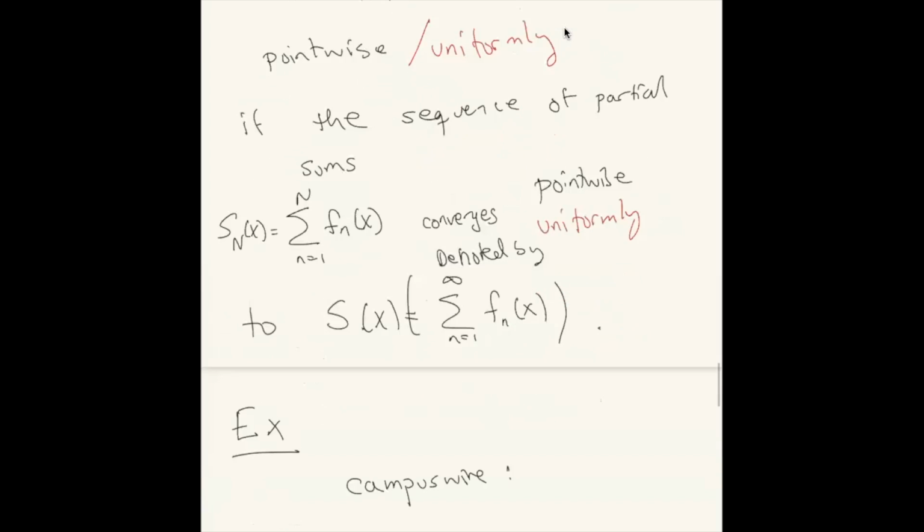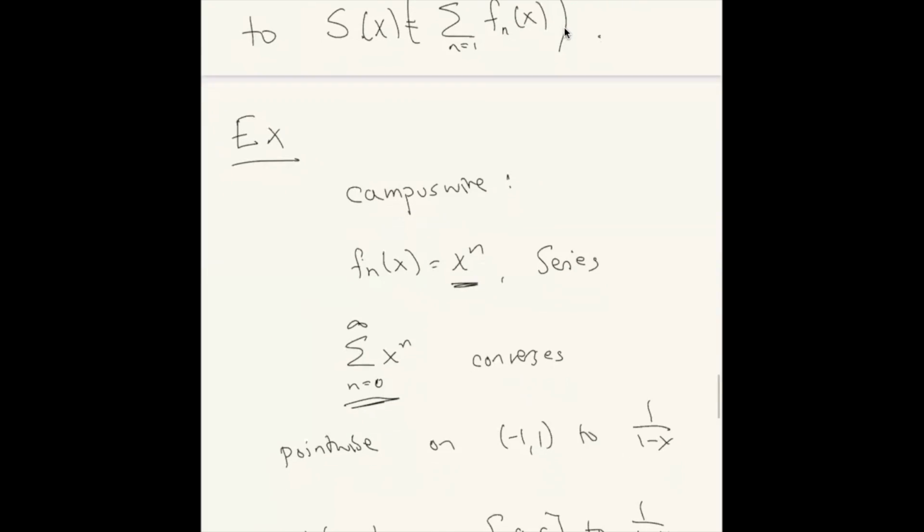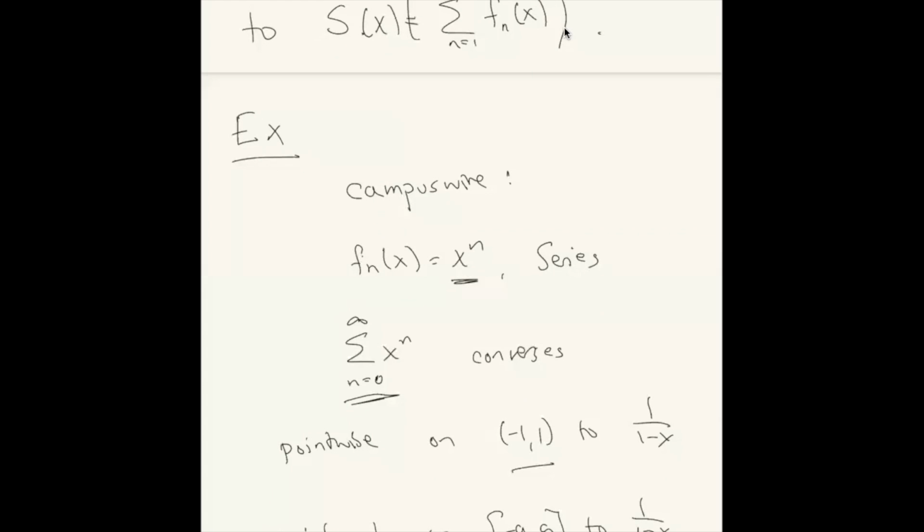We'll see some examples. And one particular one is this. So if you have x to the n, eventually one of the things we will discuss is Taylor series and power series, so it already makes sense to start from that. Now the series x to the n converges pointwise on (-1, 1) to 1 over 1 minus x. It converges pointwise, but not uniformly on the full interval.